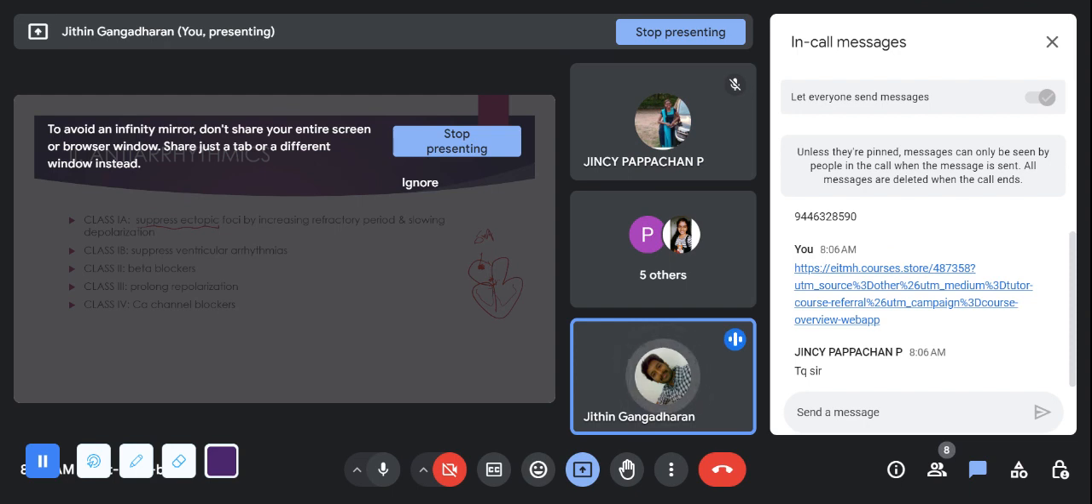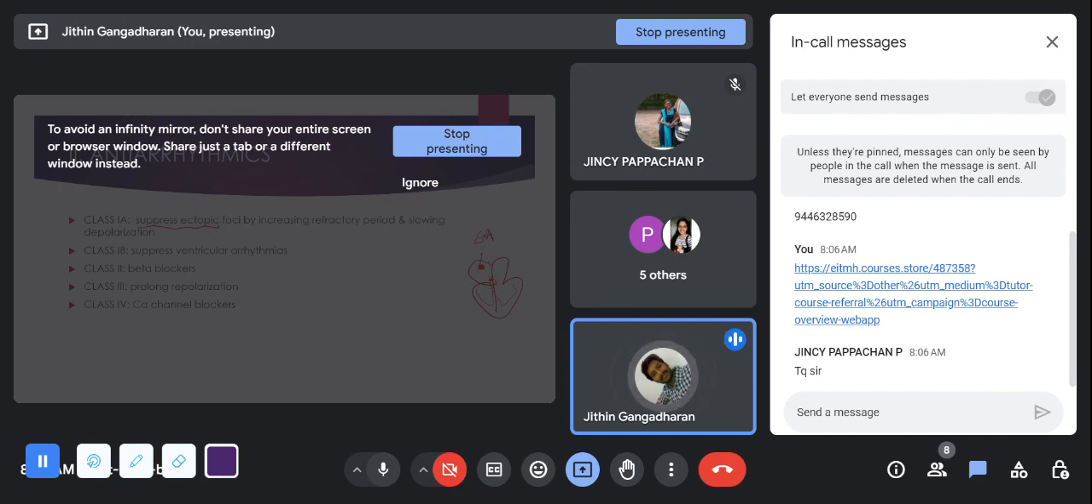No. At that point, you are not supposed to give those drugs. Why? Since the patient is already in bradycardia. When we give these beta blockers, it will again decrease the heart rate. That's about the class 2 beta blockers.